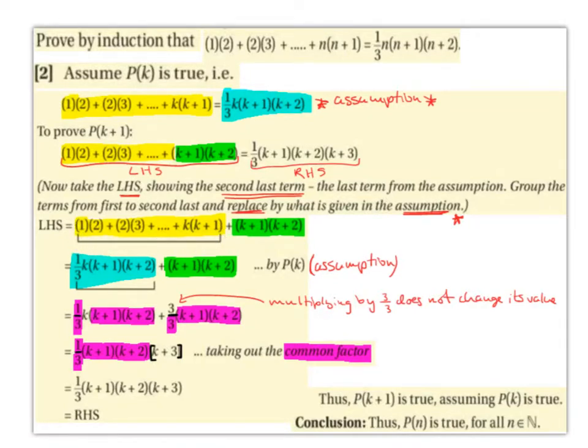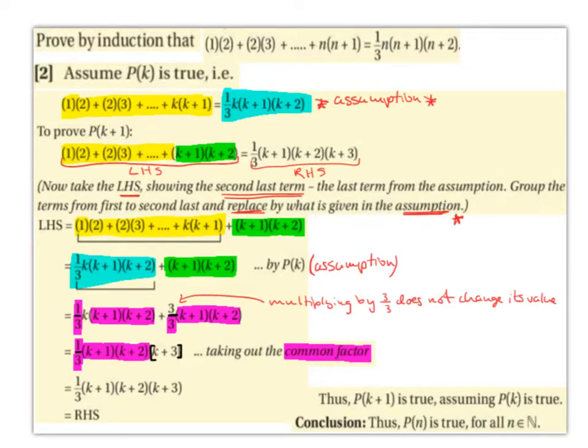Now we do write in the last term on the left-hand side, which is (k plus 1) times (k plus 2), but it doesn't actually get grouped together with the yellow part. The yellow part is up as far as the second last term, which is the last term of our assumption. So we group the terms from the first to the second last, which is what we've done with this line. And in the next step, we replace by what is given in the assumption.